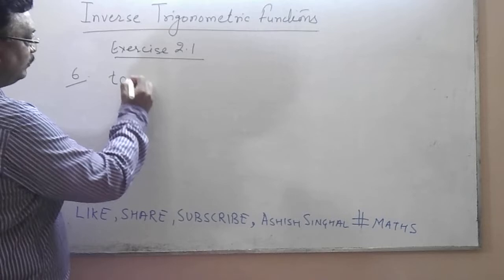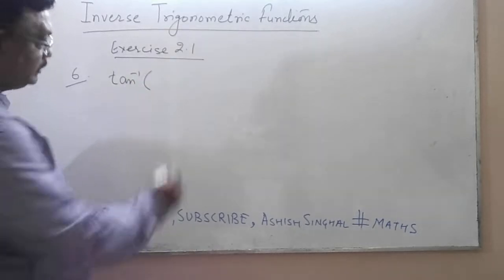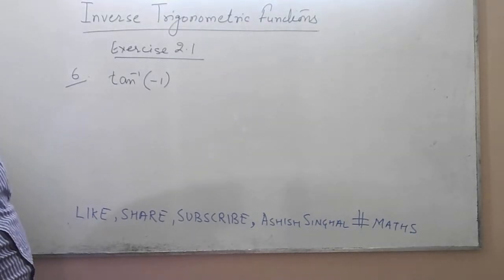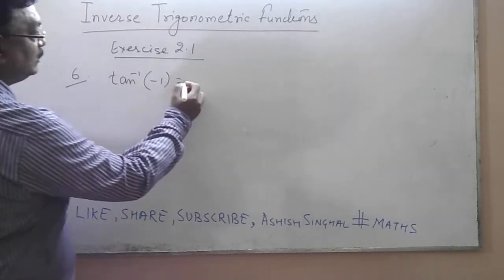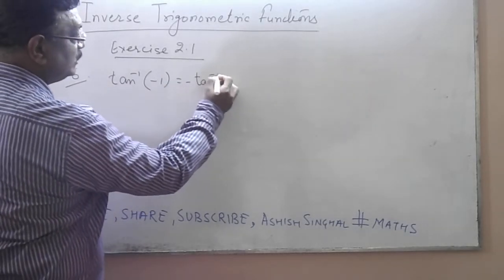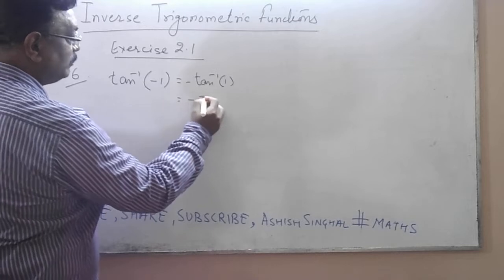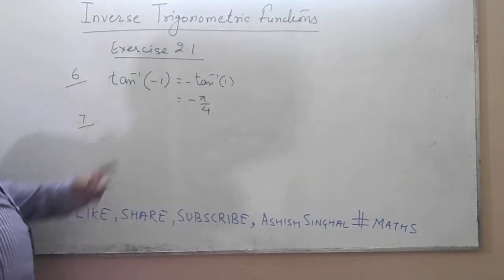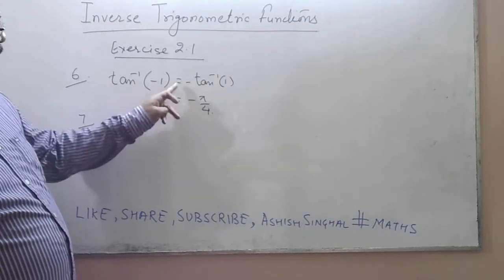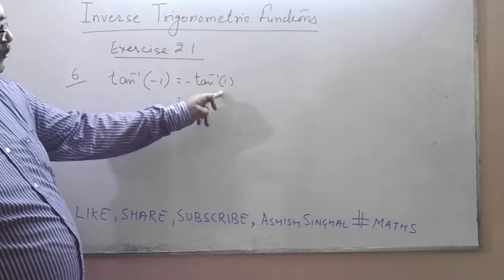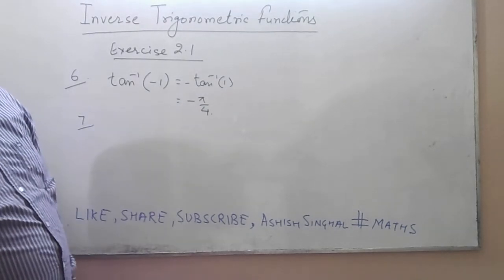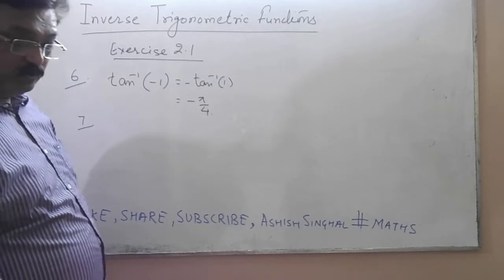Find the principal value of tan inverse minus 1. This will be minus tan inverse 1 and this will be minus pi by 4. I hope you follow. Tan inverse of minus 1 can be written as minus tan inverse 1. We have seen the property. So this is minus pi by 4. Now we move on to question number 7.